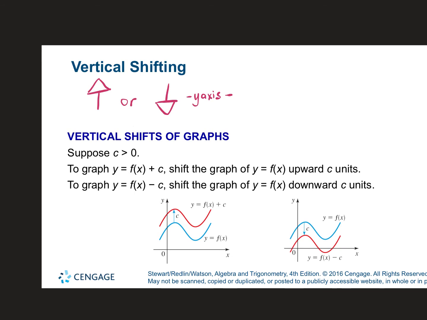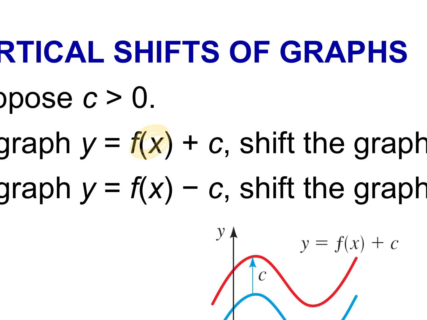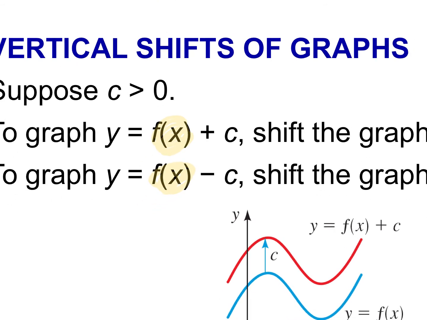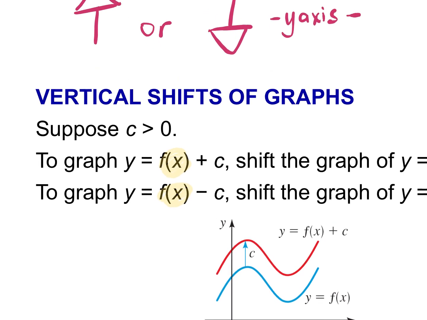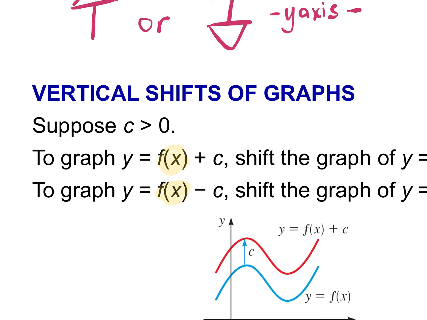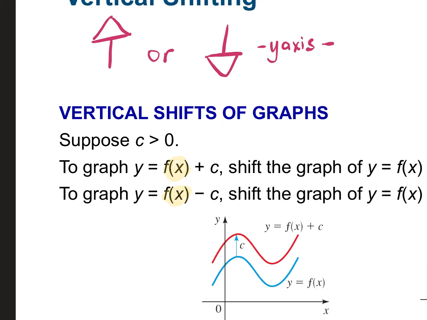Notice, here is your function, f of x, whatever it is, could be x squared, x cubed, whatever. If you are adding or subtracting something outside, could be in the front, could be in the back, that's going to move your function up or down. Plus moves it up, minus moves it down. Okay, that makes sense? This should be a review from last year.